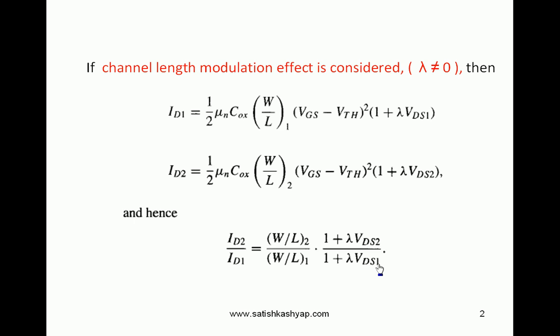If lambda is not identical, and we take lambda 1 and lambda 2 separately, the equation can be written as ID2 by ID1 is W by L of 2 by W by L of 1 into (1 plus lambda 2 VDS2) divided by (1 plus lambda 1 VDS1). So this is the current gain equation of a simple current mirror without channel length modulation effect and with channel length modulation effect. This is how to calculate the gain of a simple current mirror. Now we'll go for the second important point, that is output resistance.